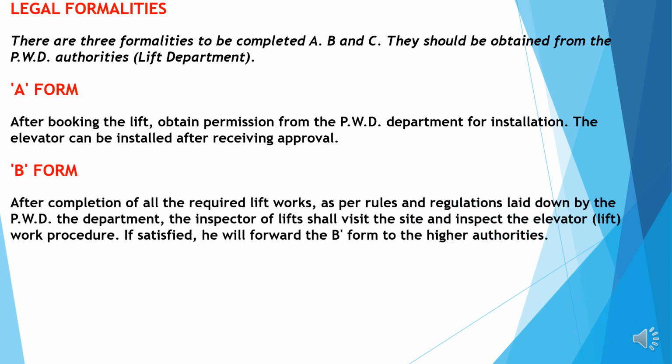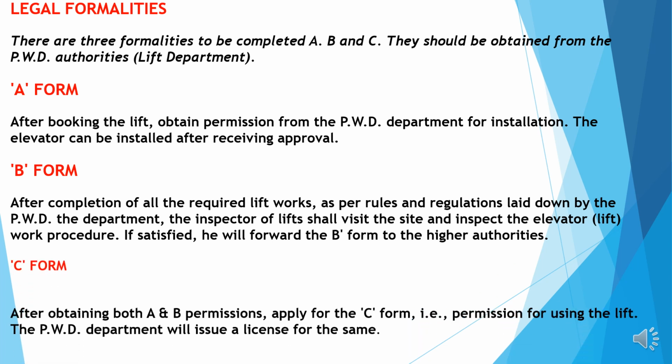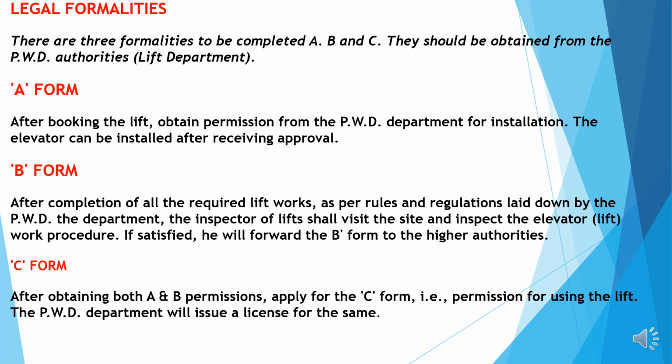Form B. After completion of all the required lift works as per rules and regulations laid down by the PWD department, the inspector of lift shall visit the site and inspect the elevator work procedure. If satisfied, he will forward the B form to the higher authorities. C form. After obtaining both A and B permissions, apply for the C form, that is permission for using the lift. The PWD department will issue the license for this.